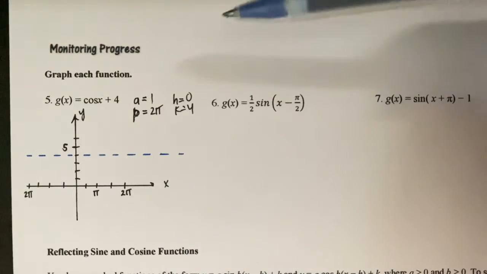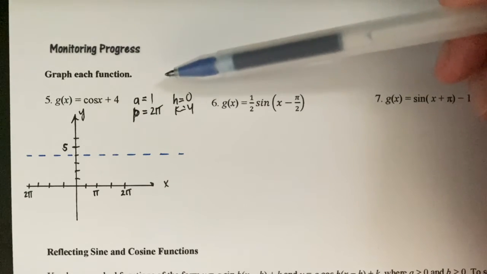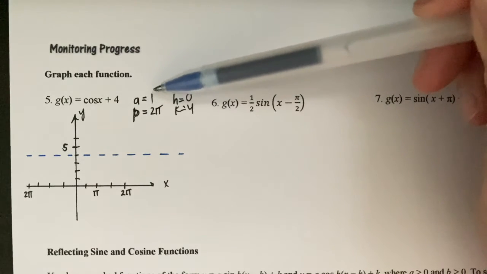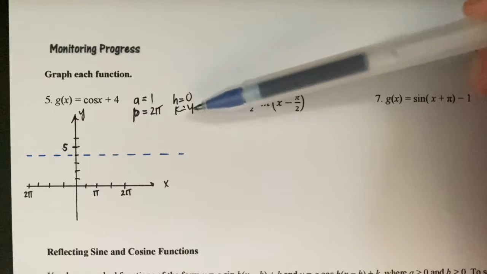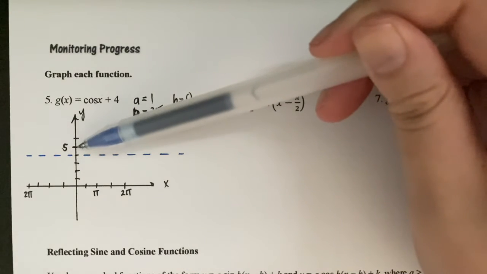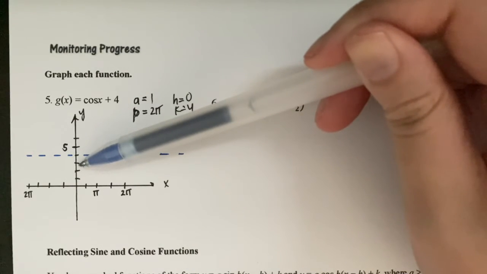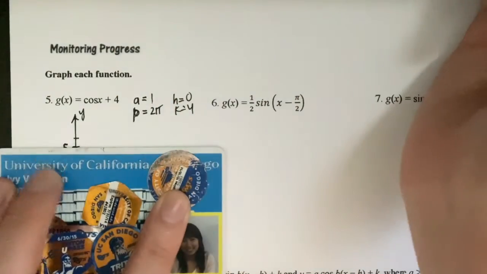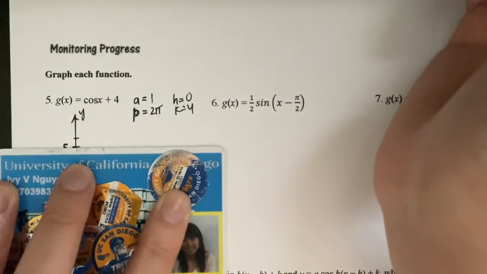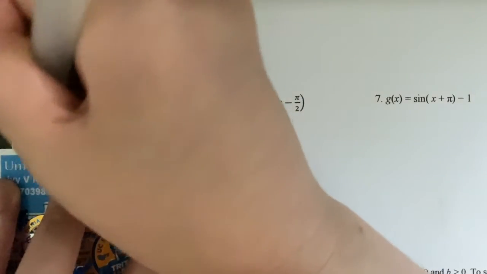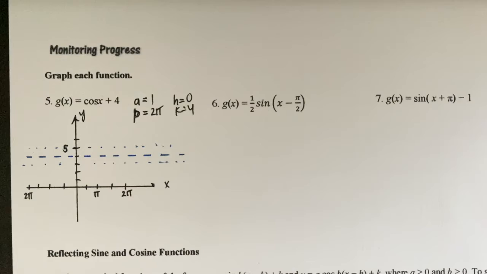And then we want to use our amplitude to identify the minimum and maximum. So you're just going to take your amplitude and add it and subtract it from your midline. So we are going to have a maximum at 5 and a minimum at 3. And apologies, I should have drawn my graph a little bit bigger. So if you're following along, you can make yours bigger. Since this is set up, let's start graphing our function.